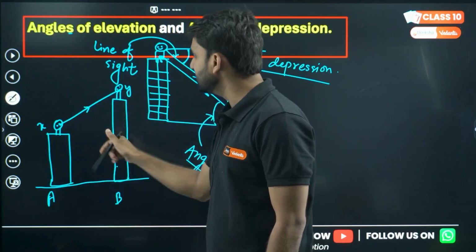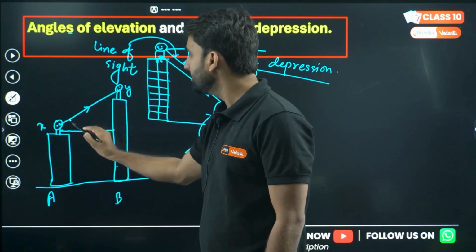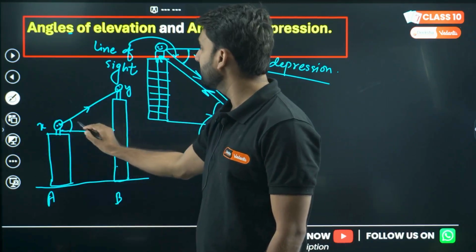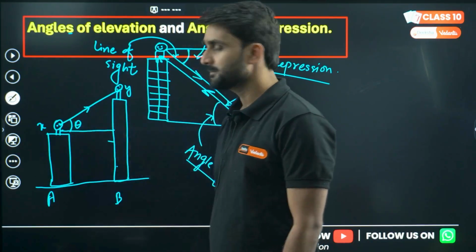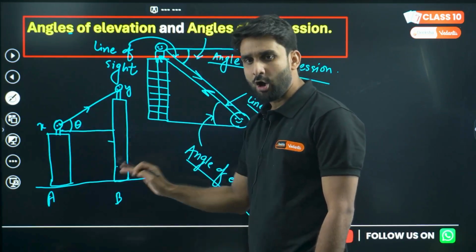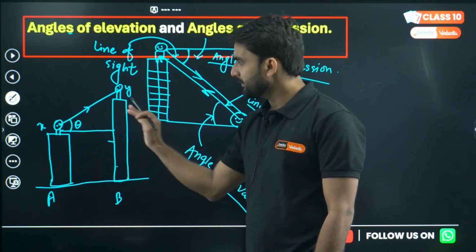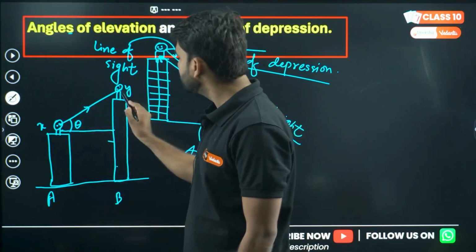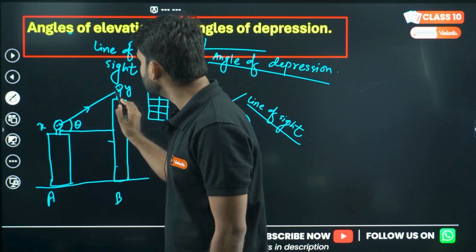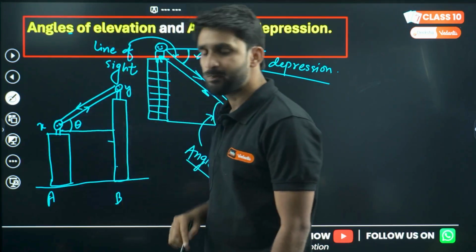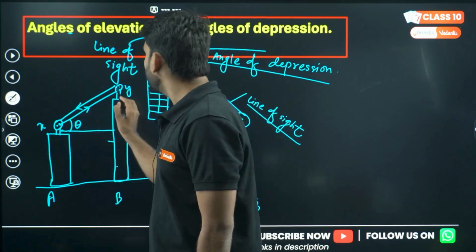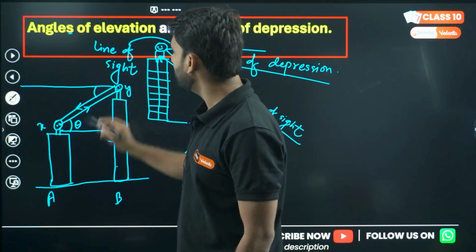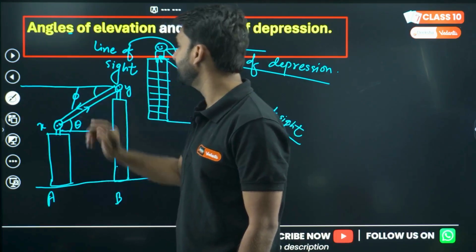If the line of sight is this, then this will be the angle of elevation. You can directly draw this line, no theory is required. I'm calling the angle of elevation theta. Now one more condition: if Y starts looking at X this way, and I draw a line exactly parallel to the ground here, then this angle will be the angle of depression. I'm calling this angle of depression phi.